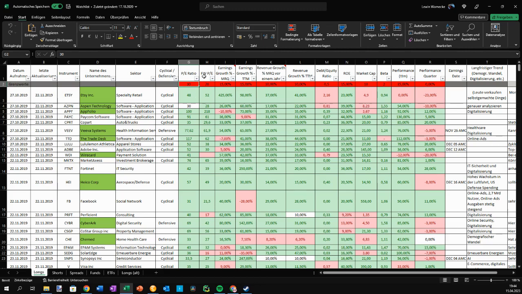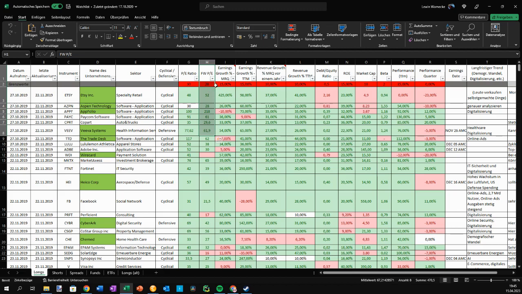The next is the forward PE ratio, basically the PE ratio in the future. It's an expected value. There are forecasts for the earnings of a company, so you can somewhat predict it. And here I'm just looking for a higher PE ratio than the market average.